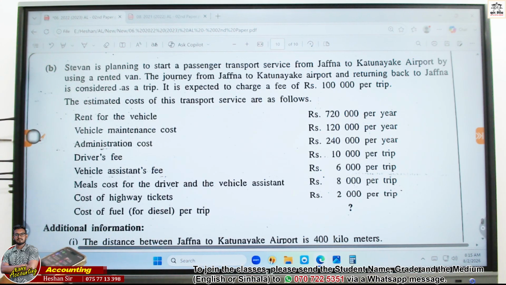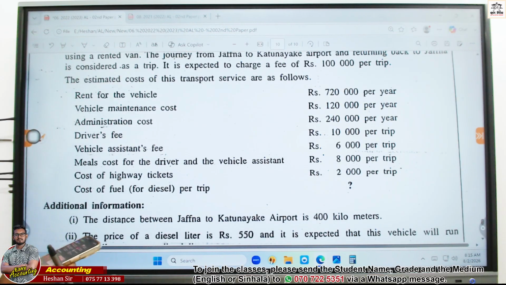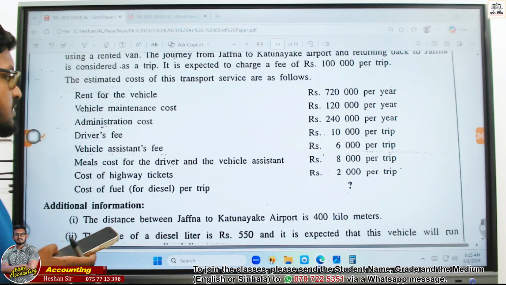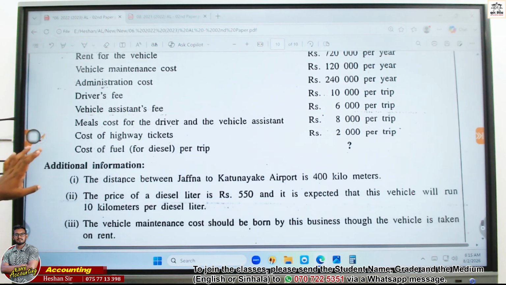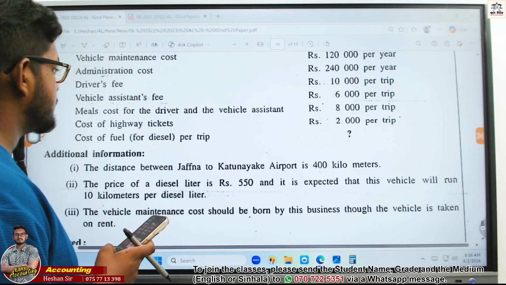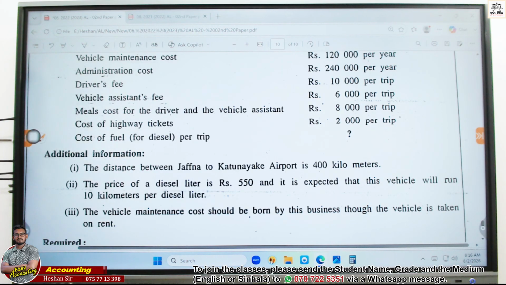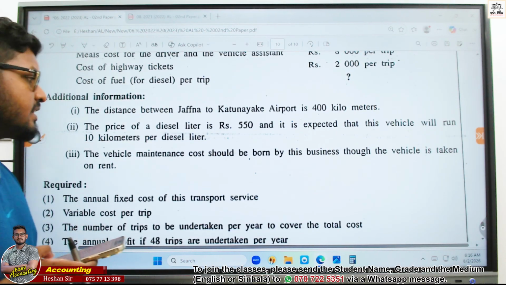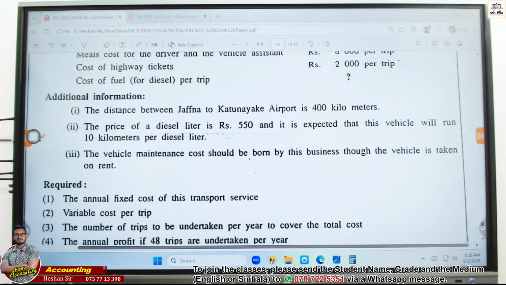The estimated cost of this transport service as follows: rent for the vehicle 120,000 per year, vehicle maintenance cost 120,000 per year, administration cost 240,000 per year, driver's fee 10,000 per year, vehicle assistance fee 6,000 per trip, meals cost for the driver and the vehicle assistance 8,000 per trip, cost of highway tickets 2,000 per trip. Additional information: the distance between Jaffna and Katunayake Airport is 400 kilometers. The price of the diesel liter is 550 and it is expected that the vehicle will run 10 kilometers per diesel liter. The vehicle maintenance cost should be borne by this business though the vehicle is taken on rent.